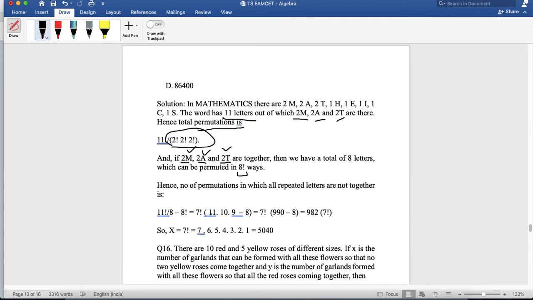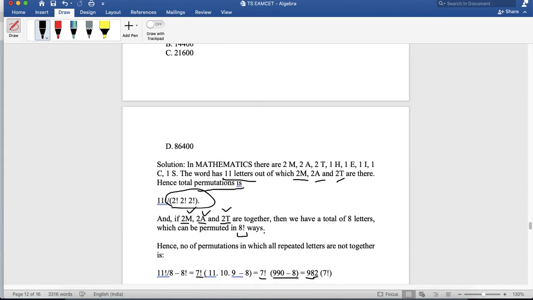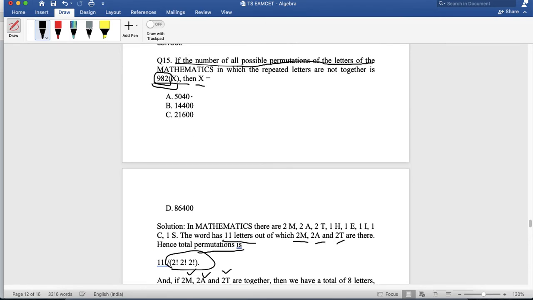982x. So what I have done is I have expanded 11 factorial. I have written it as 11 into 10 into 9 into 8. Now it's divided by 8, so 8 has disappeared. And 8 factorial I have written as 8 into 7 factorial. And then I have taken 7 factorial common, which I have done here. So I am left with 7 factorial into 990 minus 8, which is 982. The problem says the permutations is 982x. So x is what? X is 7 factorial. 7 factorial is 5040. So this is the answer.